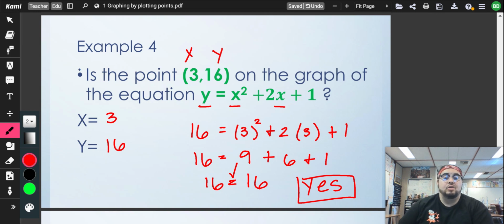Again, our first skill was graphing a point. Our second skill was identifying the coordinates of a point that's already been graphed. And then our last skill was identifying whether or not a point is on the graph.